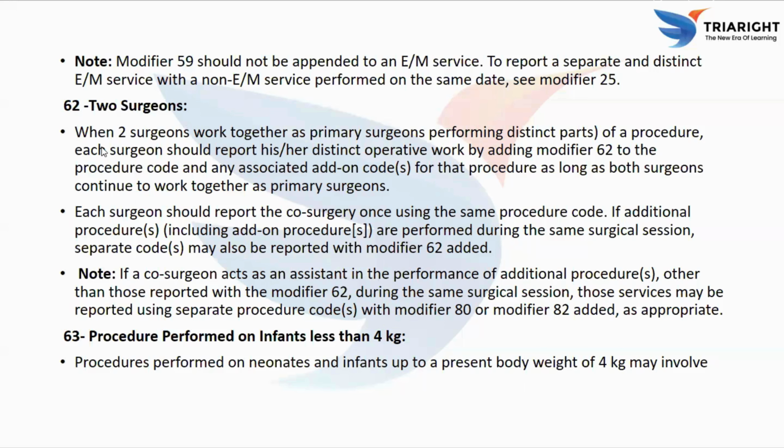Modifier 62, two surgeons. Modifier 62 is used when two surgeons work together as primary surgeons, each doing different important parts of the same procedure. So both surgeons are main surgeons but not assistants.